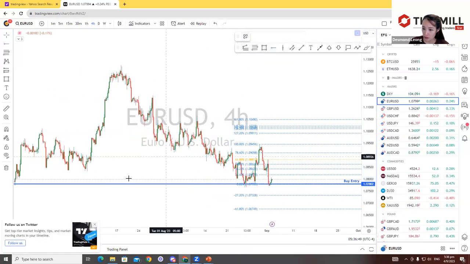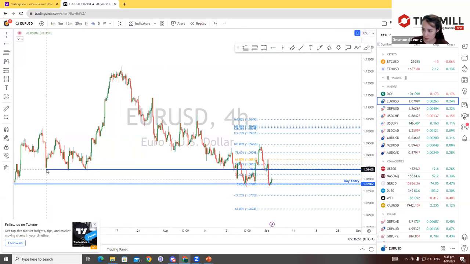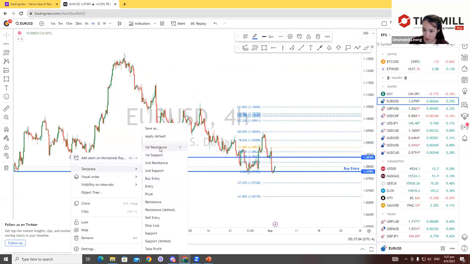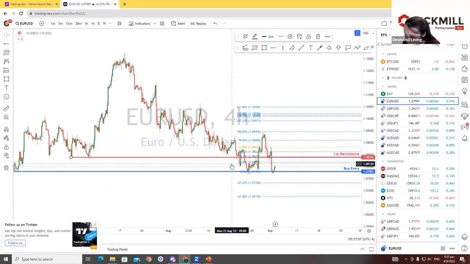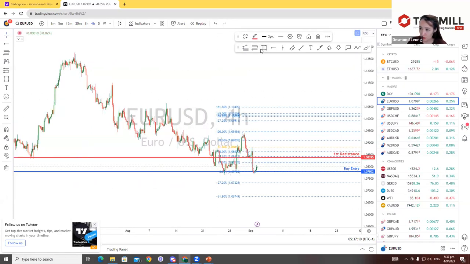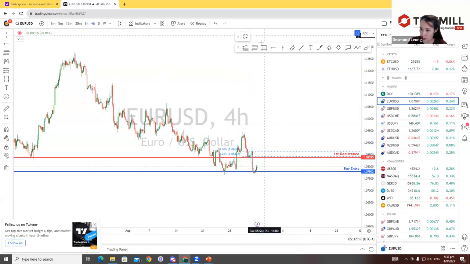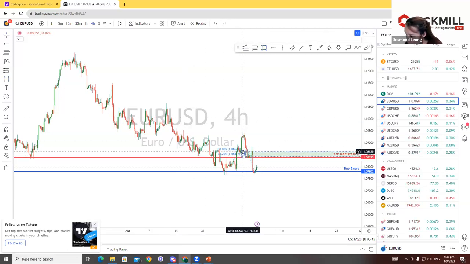Let's say you buy. If you buy, this should be your first TP, because this is going to be my first resistance. And then we do have 38. So I think the zone is about 30, 38 to 50. 38.2%. So this is my sell zone.